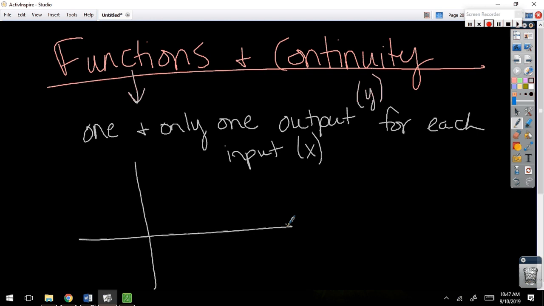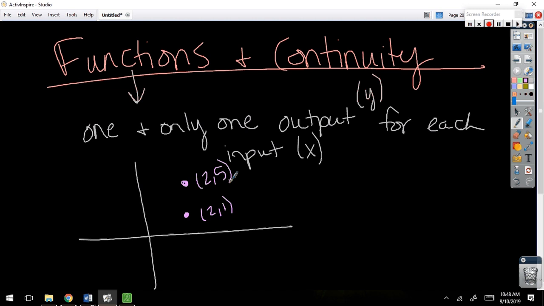if these points, let's say this was (2, 1) and (2, 5). These would not be a function if this was a set here. It's a set relation. This would not be a function because the input 2 has two outputs, right? Does that make sense?